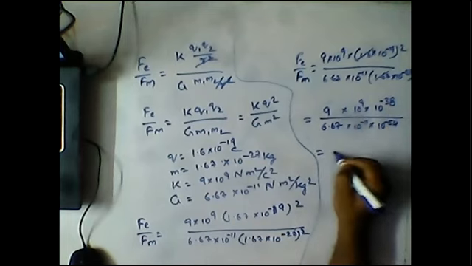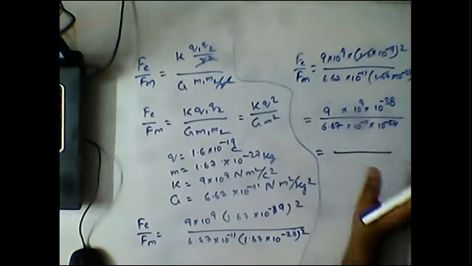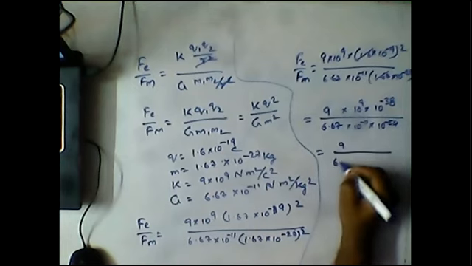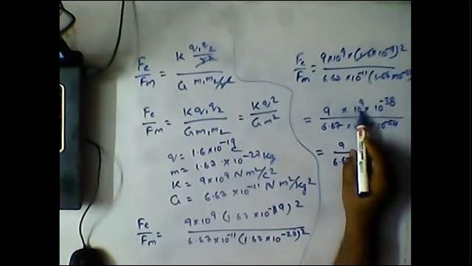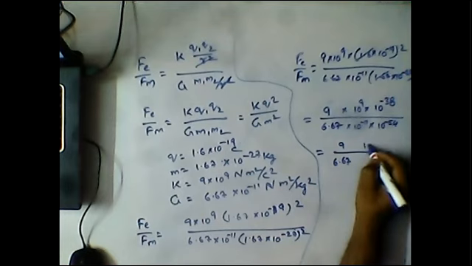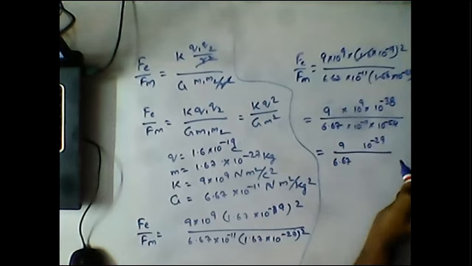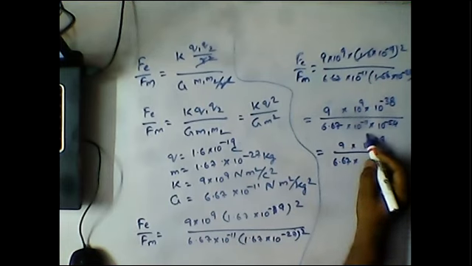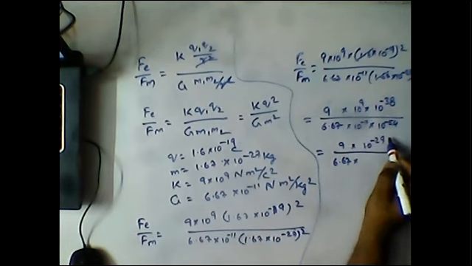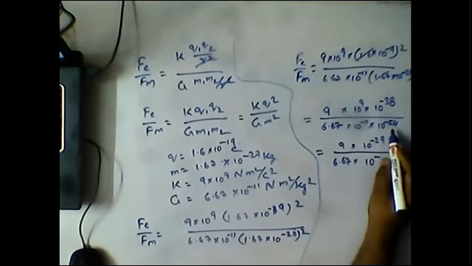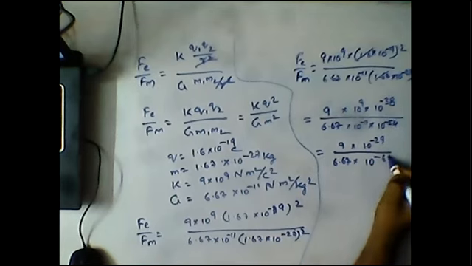When you simplify like this, you will get the easiest way to solve it. 9 by 6.67, and 10 power 9 here and 38 there. So how much, guys? It is 10 power minus 29, into, now here minus 11 and minus 54. So what is that value? It is equal to 10 power minus 65.